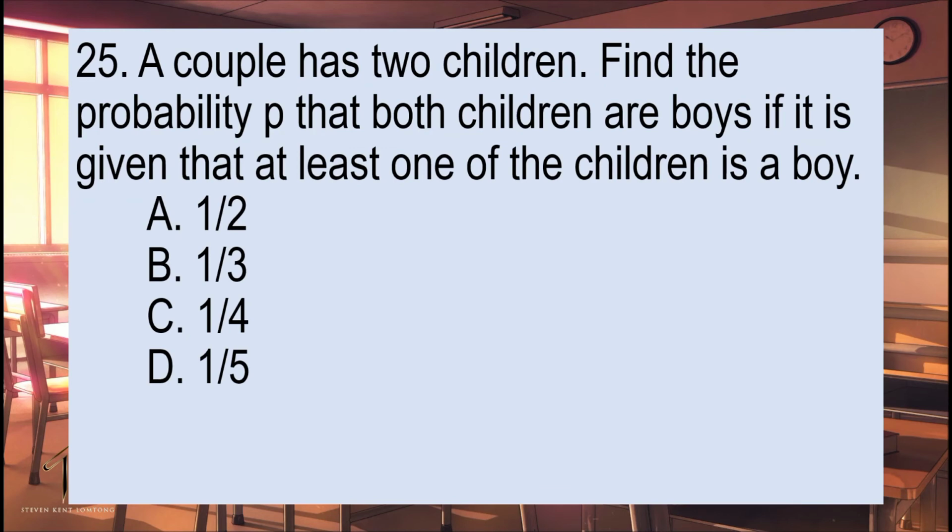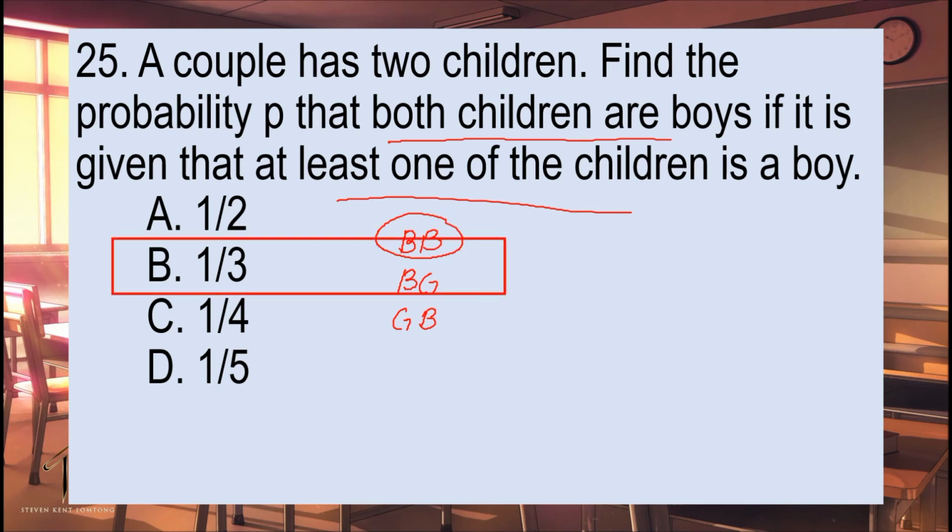And so a couple has 2 children. Find the probability P that both children are boys if it is given that at least one of the children is a boy. So, sabi, both children are boys and it's already given that at least one of the children is a boy. So, if we are going to list the possibilities, we have both boy, then boy and girl, and girl and boy. So, we have only 1 out of 3. Okay, so our probability is 1/3.